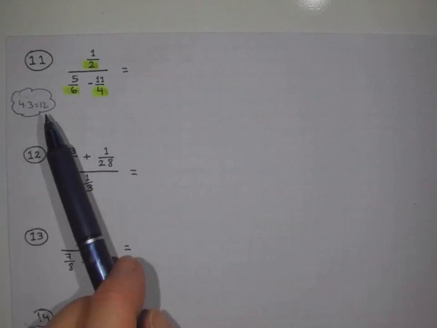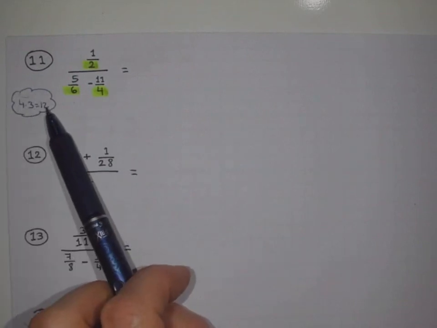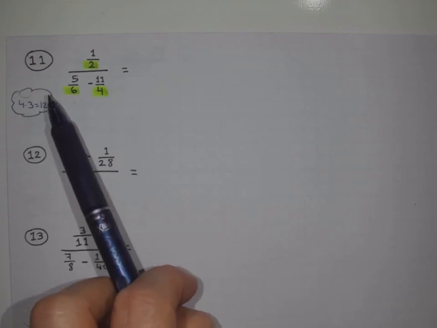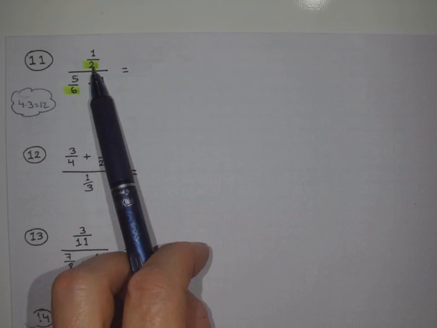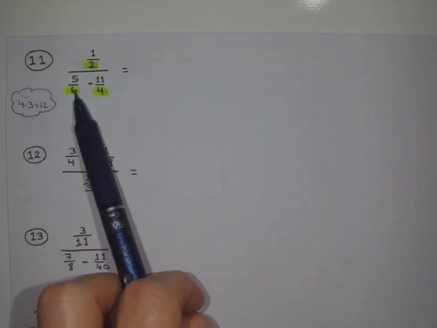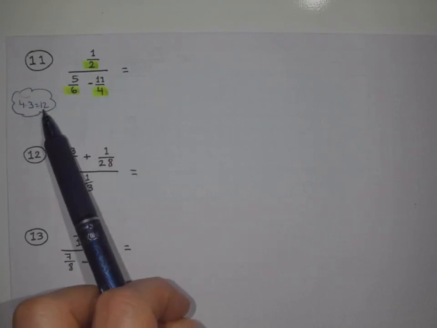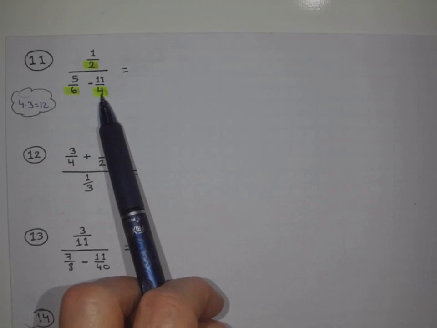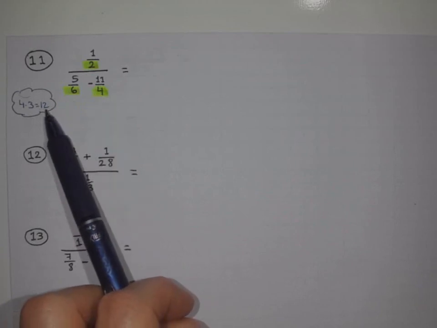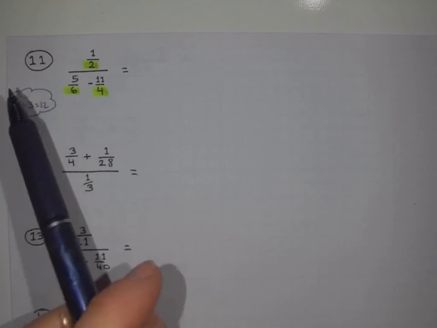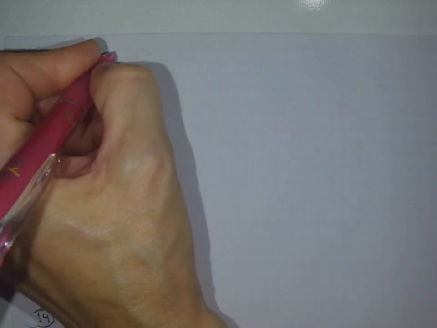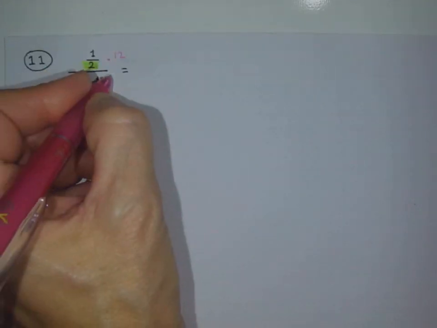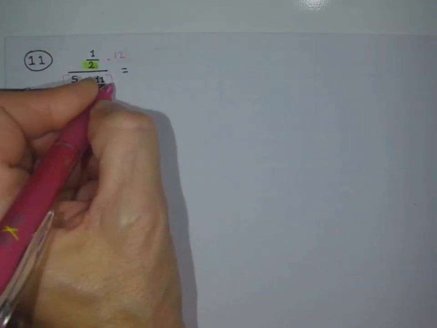Now I'm asking myself, can 12 be divided by all of those? 12 divided by 2 is 6. 12 divided by 6 is 2. 12 divided by 4 is 3. So it looks like 12 could be divided by all of those. So what I'm going to do is I'm going to multiply here and down here by 12.